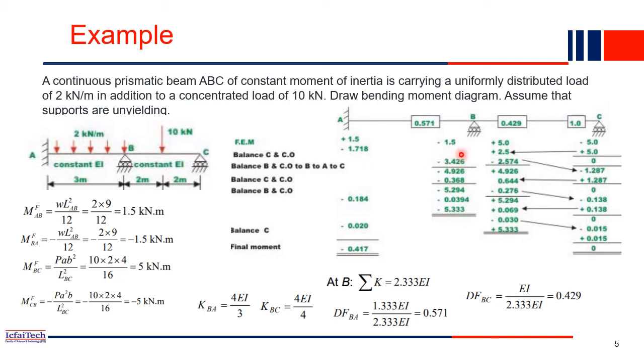So -3.42 will be added left hand side of the support and -2.574 will be added right hand side. So how I got -2.574? That is -6 multiplied by the distribution factor of this side. We'll get -2.57. So if you add both -3.426 and -2.574, then you will get -6, right? So additionally we added -6 to this support and we made it 0.